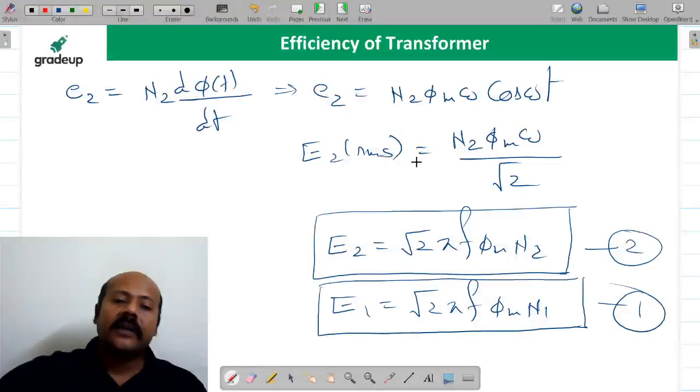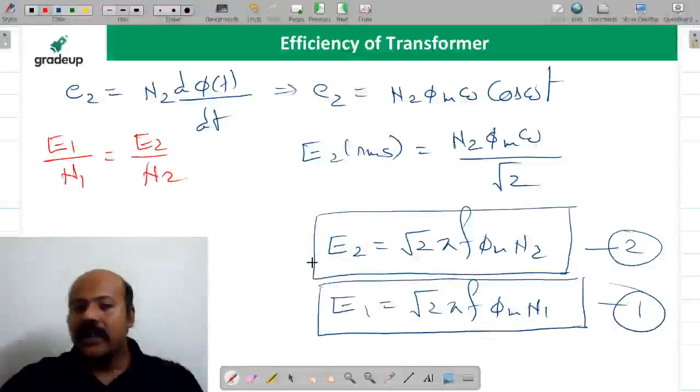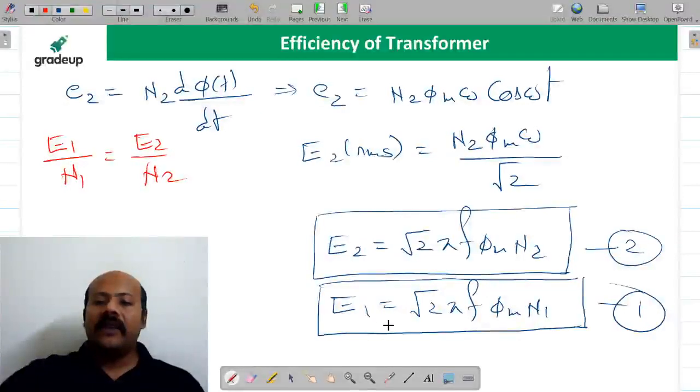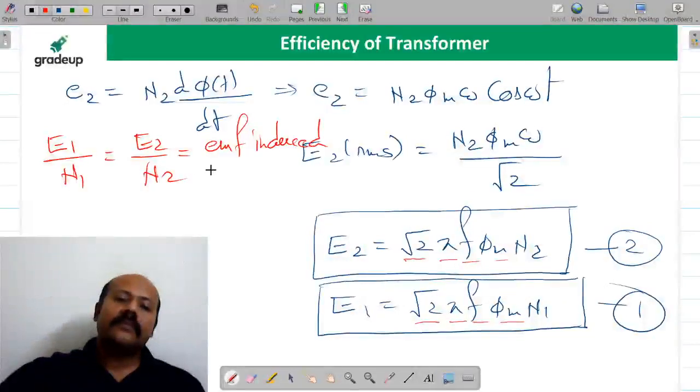And that secret is, if you see, E1 upon N1 is equal to E2 upon N2. Can you see this? What is E1 upon N1? E1 upon N1 is going to be root 2 pi f phi m. Root 2 pi f phi m, everything is constant. Again E2 upon N2, root 2 pi f phi m, constant. And what is this? This is EMF induced per turn.